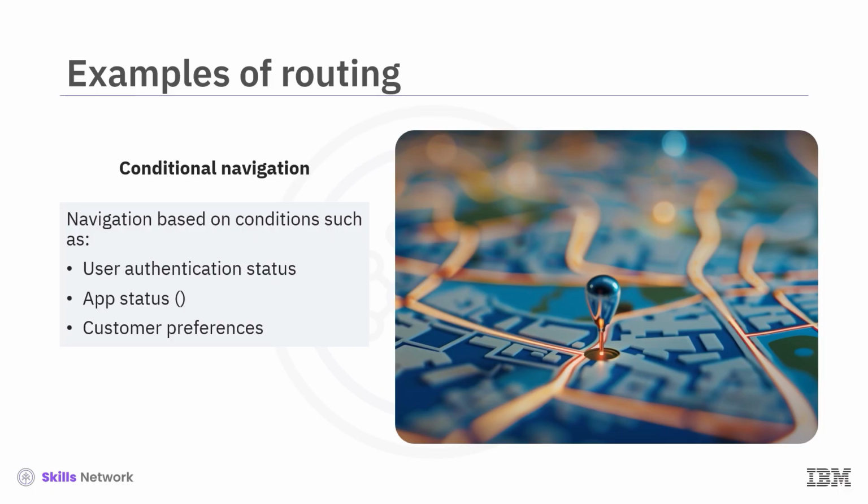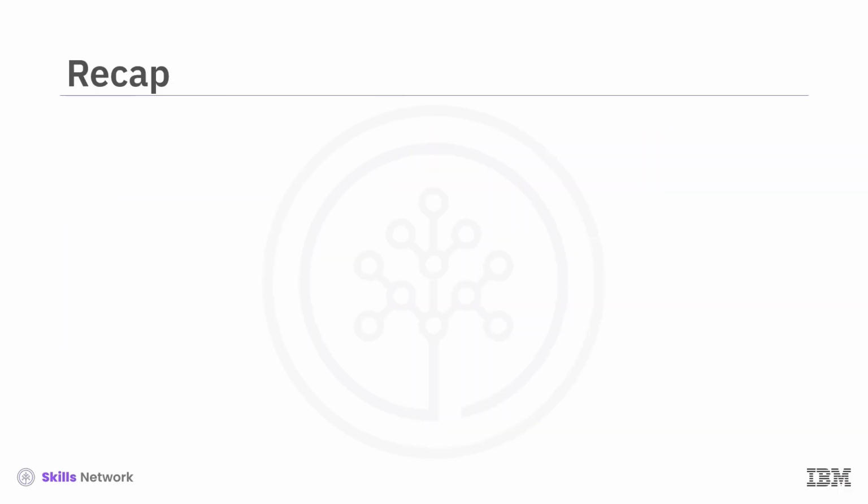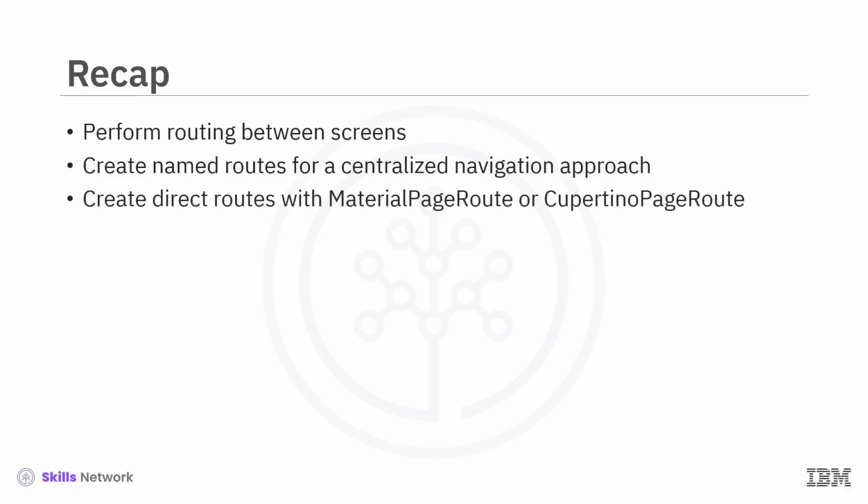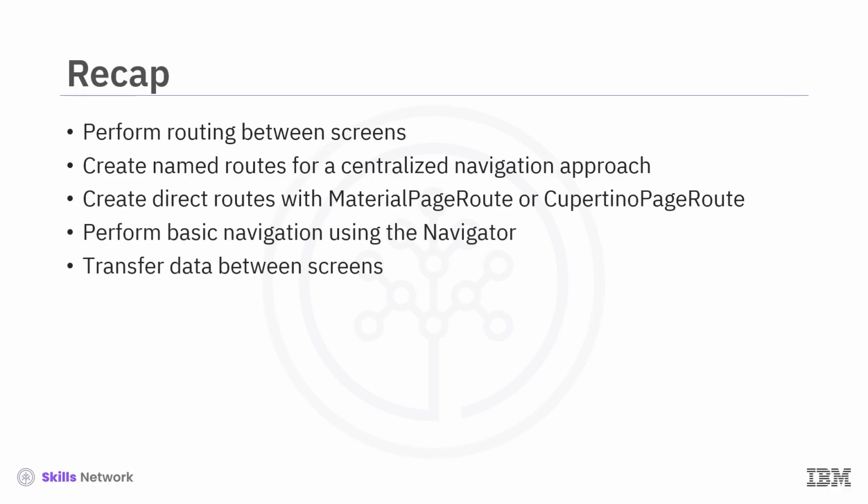In this video, you learned to perform routing between screens by using different classes and methods, create named routes for a centralized and structured navigation approach, create direct routes by passing MaterialPageRoute or CupertinoPageRoute directly to the navigator, perform basic navigation by using the Navigator class, transfer data between screens to enable real-time app interactions, and differentiate between different routing use cases in Flutter so that you can implement the code efficiently.